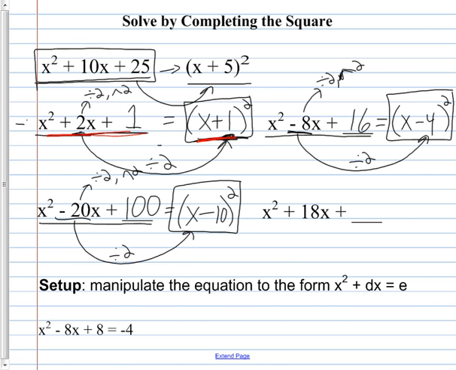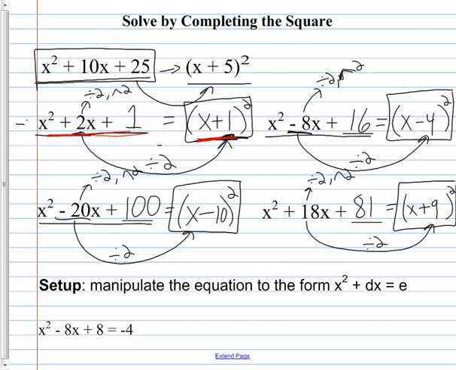And one last one here. Take positive 18 divided by 2 gives us 9. 9 squared is 81. So it'd be plus 81. We can rewrite that as x, take this, divide it by 2. That's a positive 9. Okay, so that is completing the square. Now we're going to use that to solve some equations by converting them to this new form and then solving using the basic solving method.